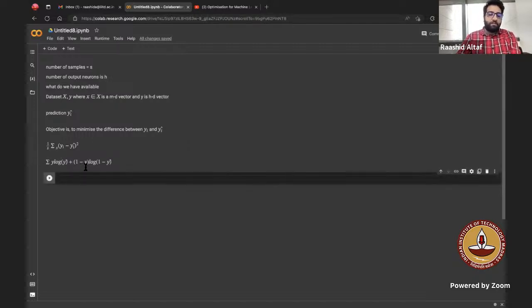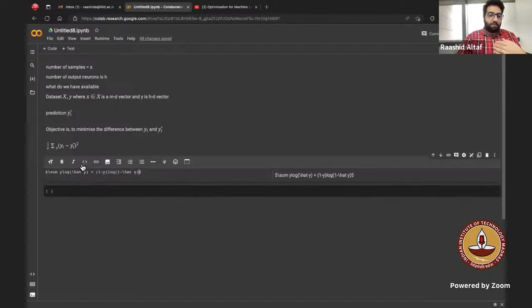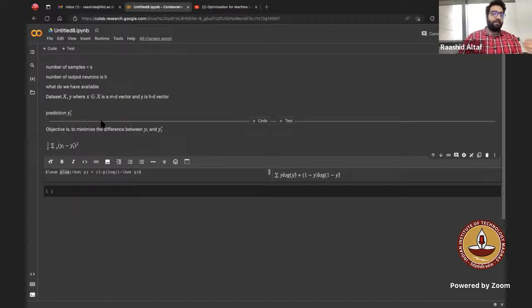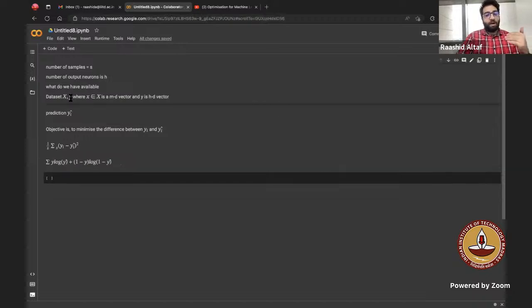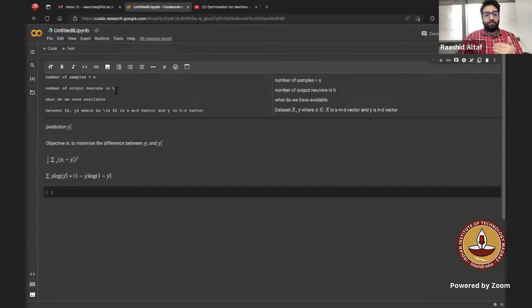So in a similar way, the same thing happens: y hat is your H cross 1 vector, and your y, the target, is also H cross 1. If the number of output neurons is H, that can only be the case if your y is of the same dimension, because that's what you want to compare against.